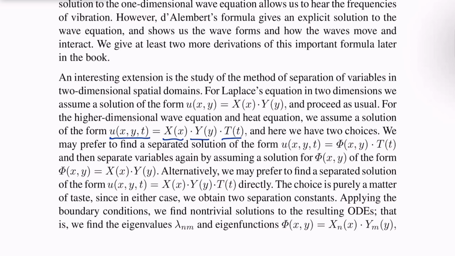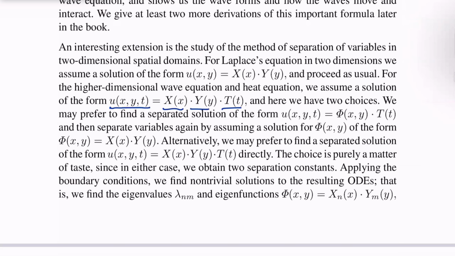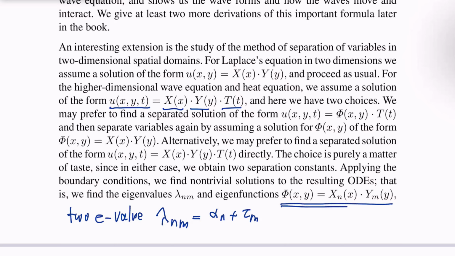What you then find is problems for two eigenvalues, right? You find two eigenvalue sets. So maybe what did we call them? Lambda nm equals alpha n plus tau m, where let's say the alpha is from the x problem and the tau is from the y problem, and together they form a class of eigenvalues which have two indices n and m. And correspondingly we have eigenfunctions which are combinations of the Xn and the Ym.